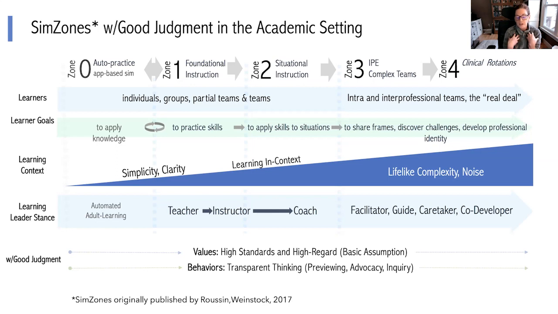And our behavior as faculty is that we're really transparent with what we're thinking. We're staying away from guess what I'm thinking questions like, what do you think you could have done differently? Anything else? And we're being transparent with our thinking. The conversational tool for that is preview, advocacy, inquiry, which you can use anywhere and doesn't live only in debriefing.